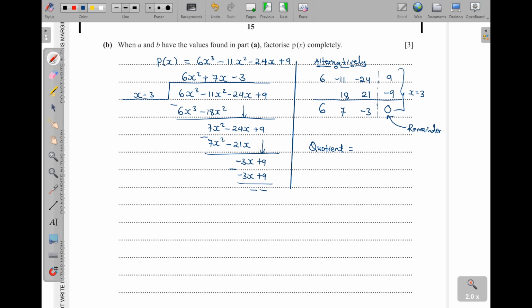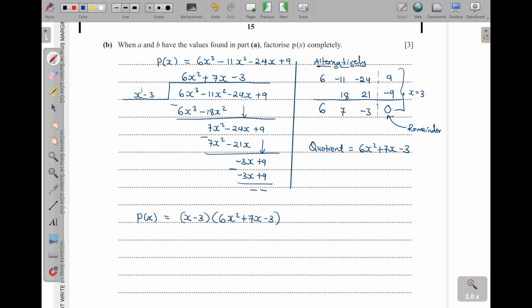Now, since we are dividing, this one was x cubed. Now it reduces by the power of this one. Reduces by 1, so it goes to power 2. Now this one is the coefficient of x squared. So I write x squared. Then this will be x, the next one in line. And then this one will be the constant part, which is the same as this one here. That is the quotient. So meaning I'm going to have my p of x, which is equal to x minus 3 times 6x squared plus 7x minus 3.